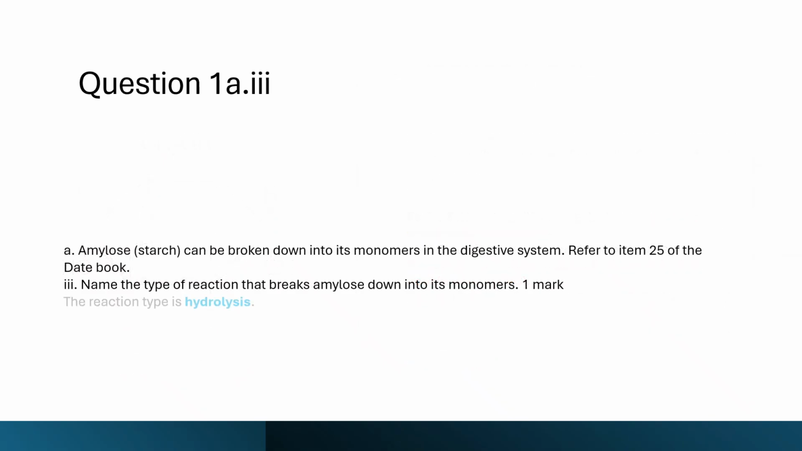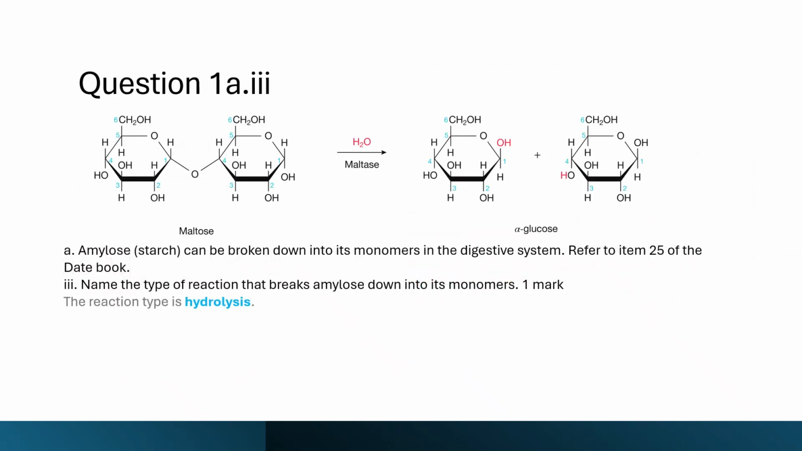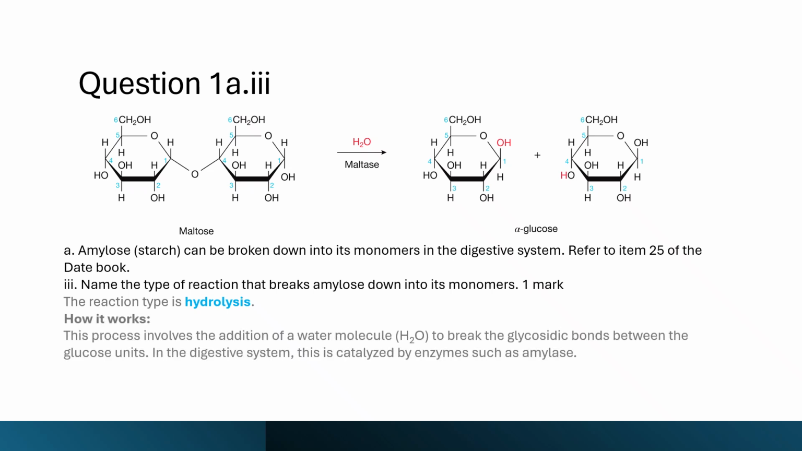The reaction type is hydrolysis. How it works: this process involves the addition of a water molecule to break the glycosidic bonds between the glucose units. In the digestive system, this is catalyzed by enzymes such as amylase.